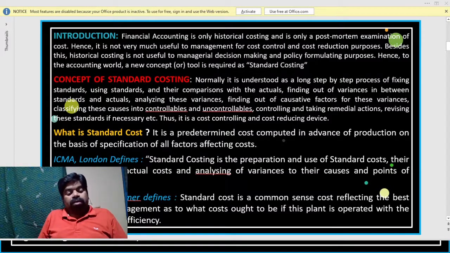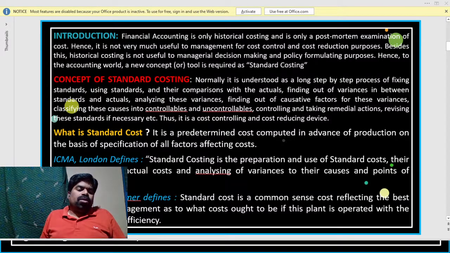Okay, isn't it? We already have the predetermined, estimated cost with us. Beyond that, we don't want to go. So that should be calculated and ascertained well in advance. Next, you see, Blocker and Weltmer defined like this: standard cost is a common sense cost reflecting the best judgment of management as to what cost ought to be if the plant is operated with the highest degree of efficiency. The highest degree of efficiency should be calculated.